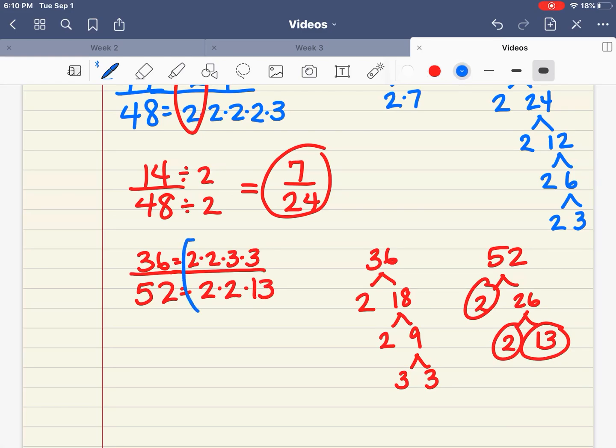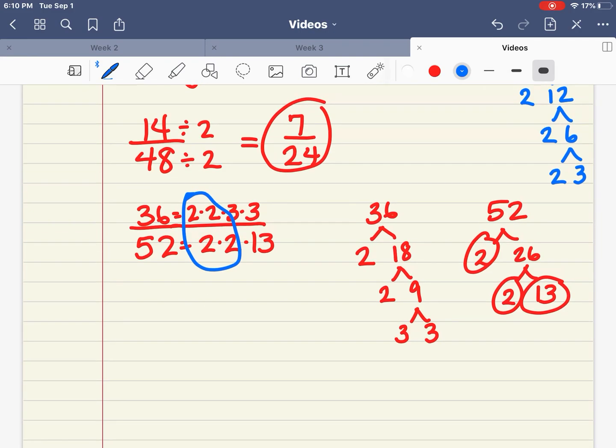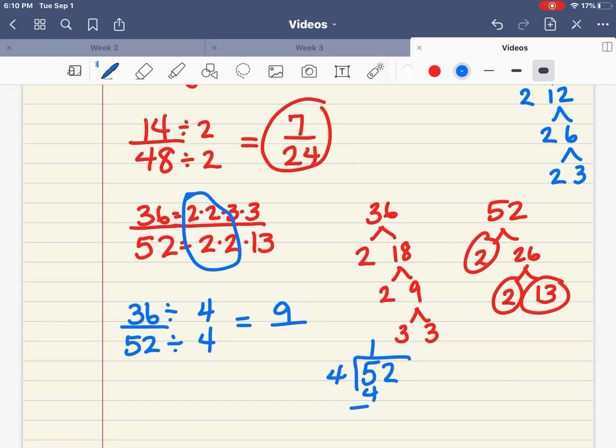Look at what they have in common. They both have two 2's. That means the greatest common factor of 36 and 52 is 2 times 2, which is 4. To simplify 36 over 52, I divide both the numerator and the denominator by their greatest common factor of 4. And 36 divided by 4 I know is 9. I'm not sure on 52. How many times does 4 go into 52? 1, that's 4. Oh, it goes in there 13 times. So the simplest form of 36 over 52 is 9/13.